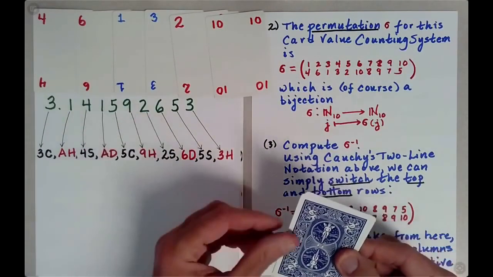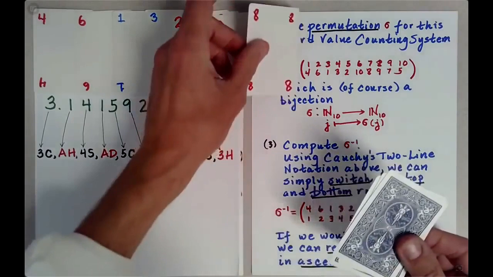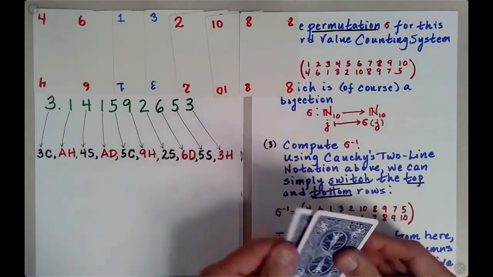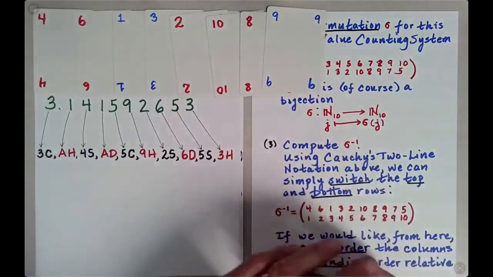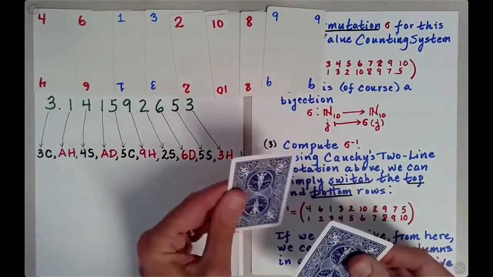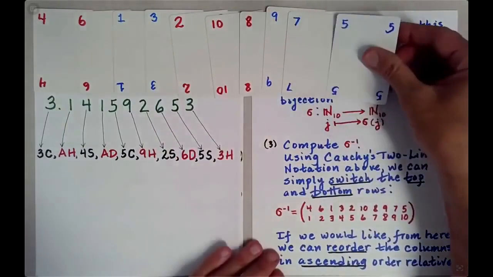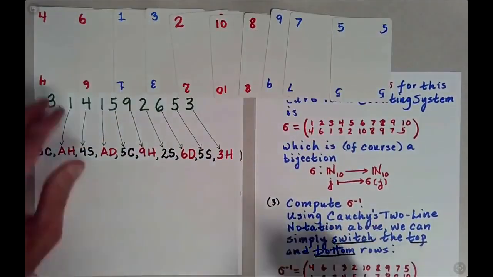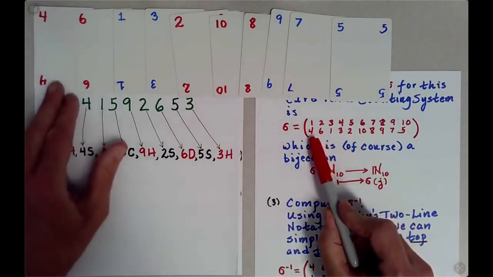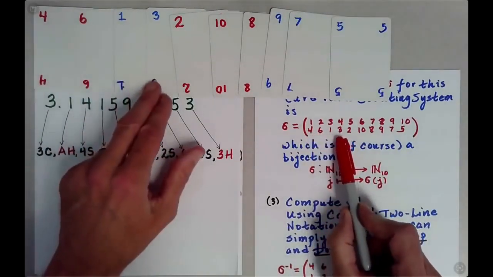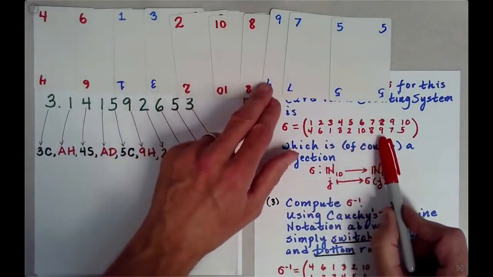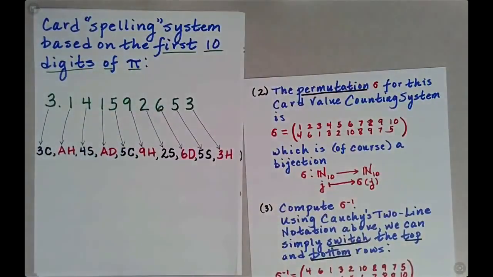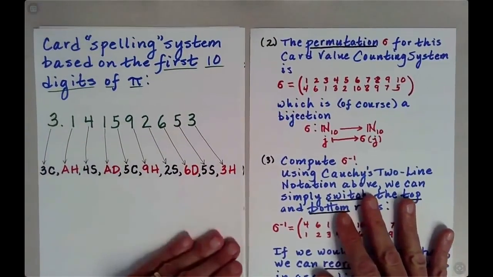The next digit in pi is 2: 1, 2. And then a 6: 1, 2, 3, 4, 5, 6. Excuse me, put that one down. 5: 1, 2, 3, 4, 5. Put that one down, and then we'll put the next one down. Okay. So what we need to notice, and I'll have to just slide this out, if we've done things correctly, we should get the bottom row here. So 4, 6, 1, 3, 2, 10, 8, 9, 7, 5. Okay. So the permutation associated with that card counting system is what we have just found.